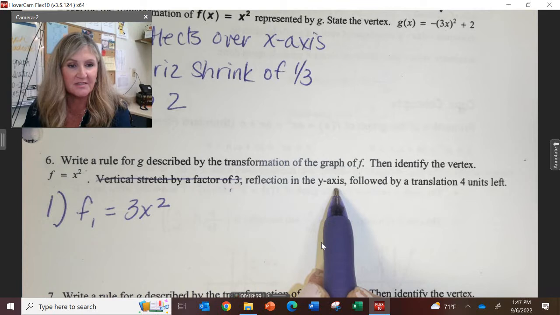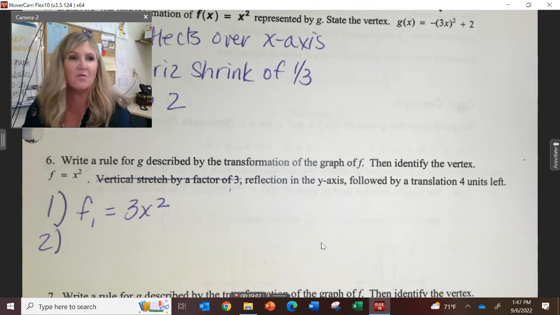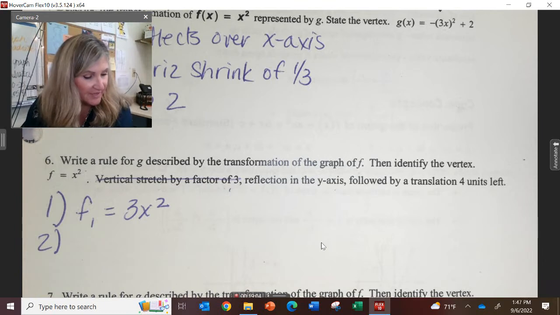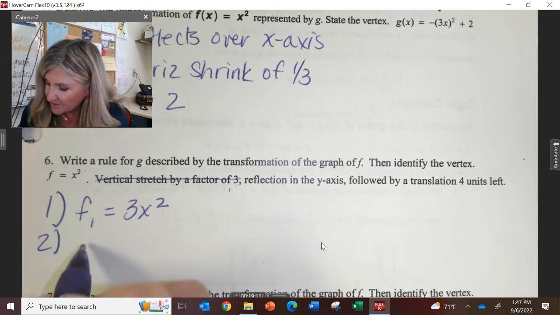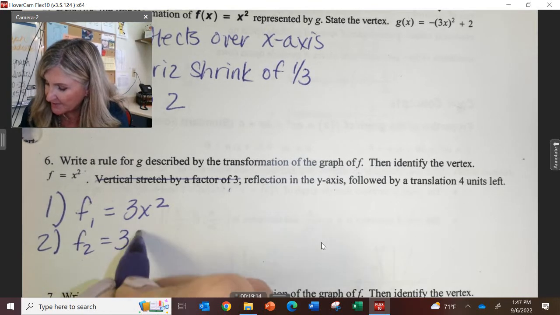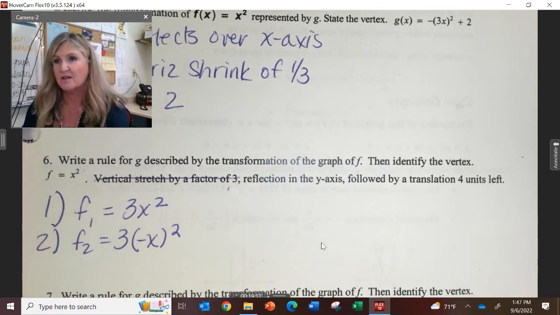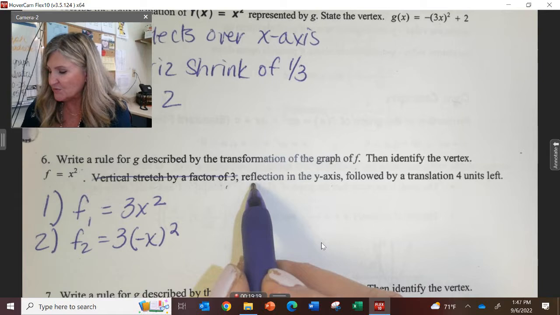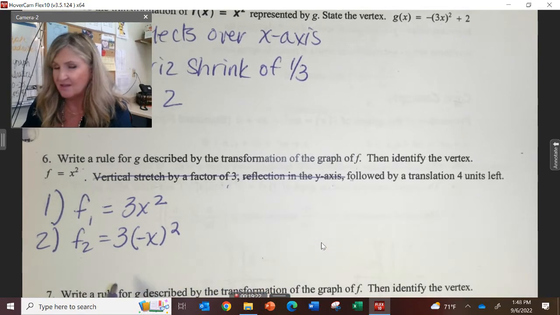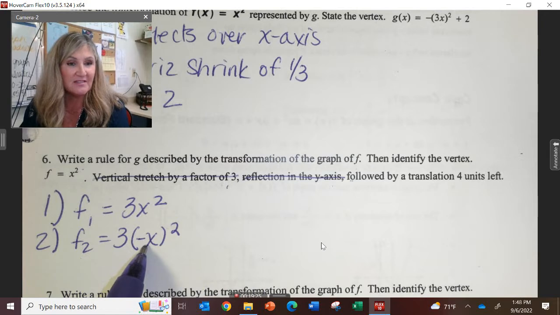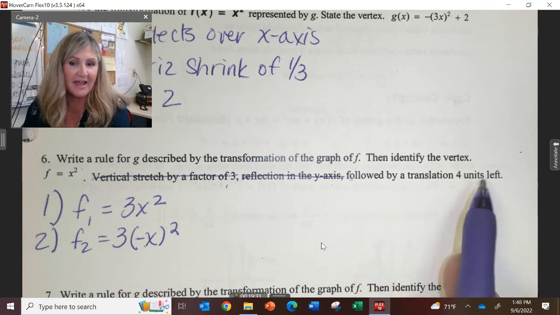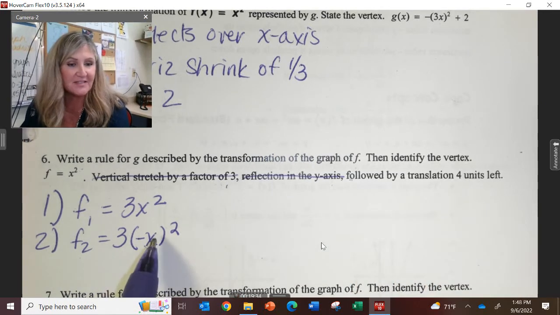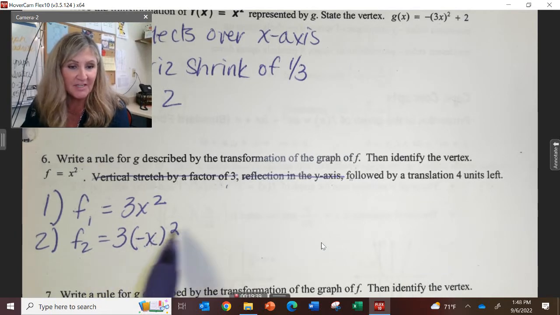Reflection in the y-axis. Does anyone know what I do for that reflection in the y-axis? Yep. What do we do, Finn? All right, so you're saying for that, I'm going to have to do 3, and then on the inside, negative x squared. That is correct. That's what's going to give me a reflection in the y-axis. Now, I could stick with this, but I don't really want to because of what I have to do next. When I look ahead, I'm going to have to go 4 units left, that's going to be a replacement of x, and that's going to be pretty complicated.